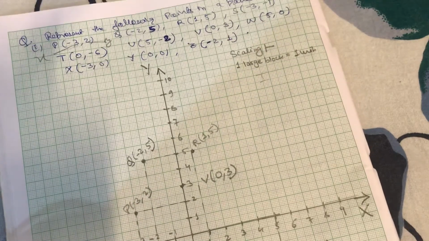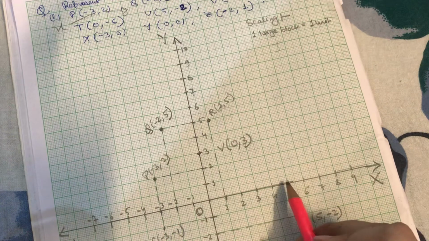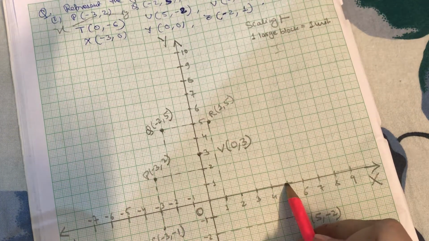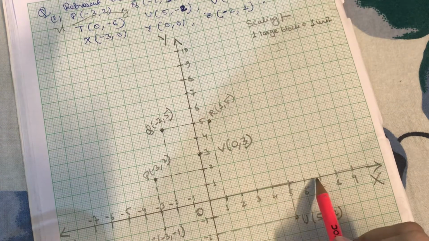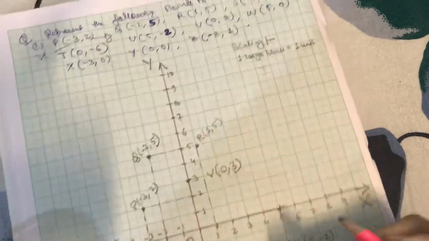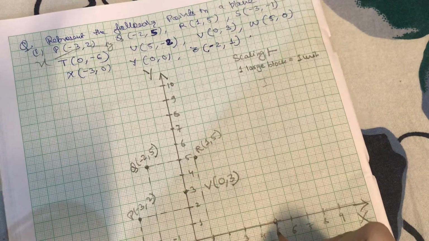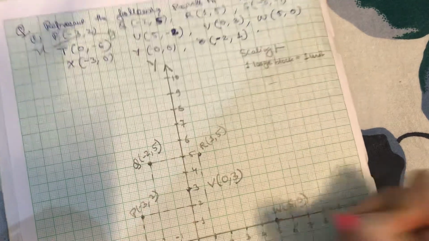The next point is W, which is 5 and 0, which means that X equals to 5 but Y equals to what? 0. So the value of Y is 0. So it will lie on the X axis only, right? So this is my X equals to 5 but Y equals to 0. I cannot use the Y axis. So W is my 5 and 0.